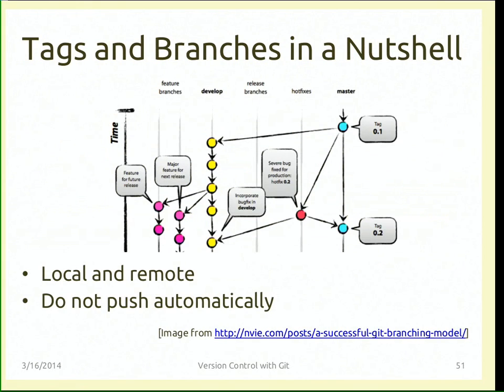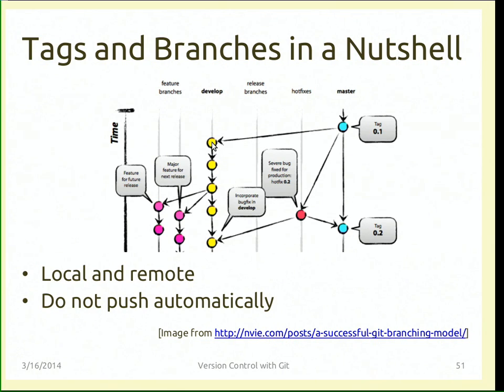Another important thing in Git is tags and branches. I said that master is the main branch of a repository. So you see here a representation. This is a Git repository with some history. This is the master branch, a line. These are other branches, hotfixes, releases, develop, feature, parallel to the master, in some cases linked with the master, and these circles are named tags.